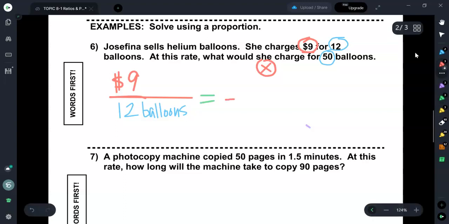Well, guys, I've got to line up my values. What's on top over here? Charging, money, okay, rate. So over here, rate has to be on top. And I don't know what that rate is, right? I'm trying to figure out what she's going to charge. What's on the bottom over here? Balloons. So what should be on the bottom over here? Balloons. So 50 balloons.